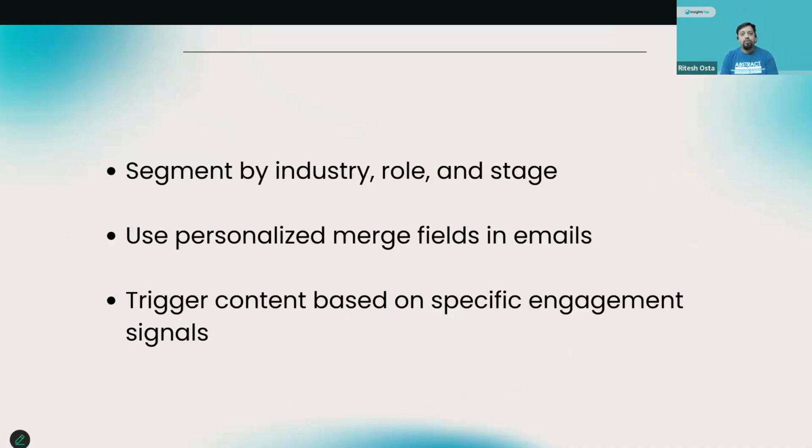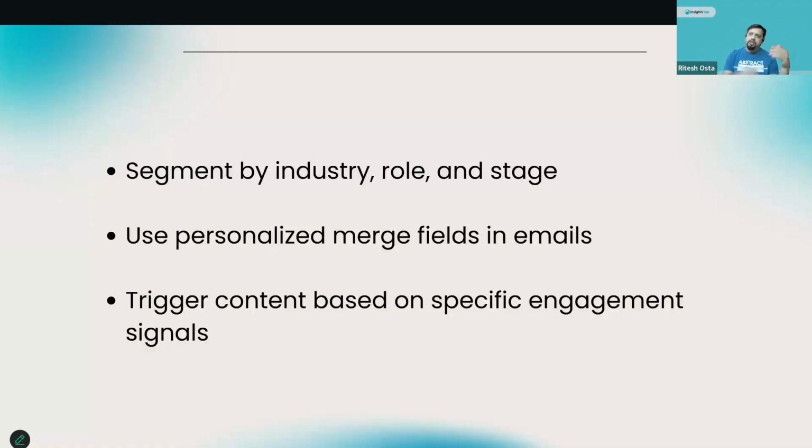Then HubSpot now has a lot of features, and you can use third-party API integration to do a lot. First and foremost, try to segment as much as possible, in terms of tier 1, tier 2, tier 3, and then based on lifecycle stages and lead statuses and industry and role and stage. So you can segment as much as possible, right? That's point number one.